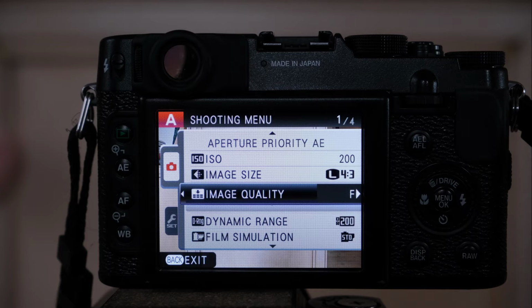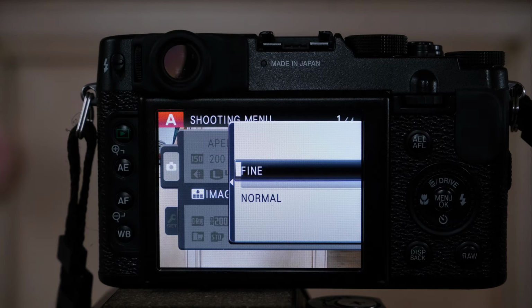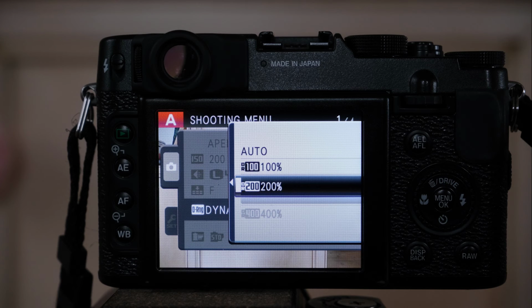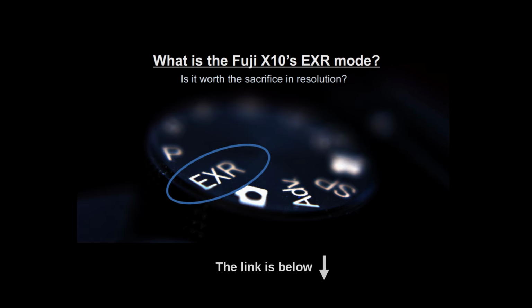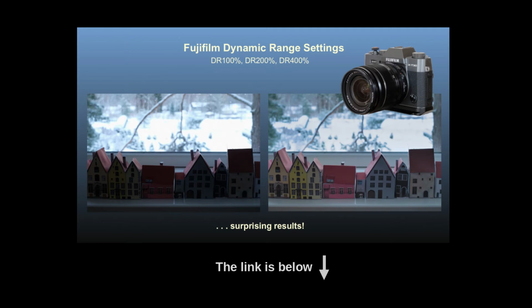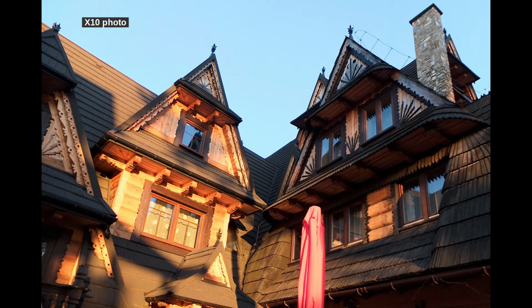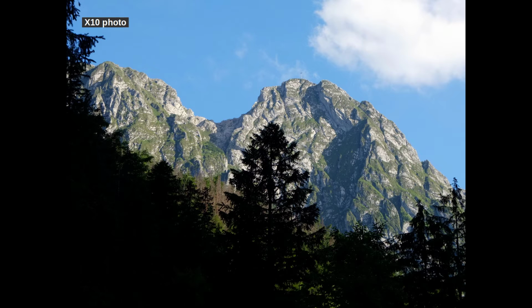The next menu item is image quality. Always select fine. I don't know why you'd want to choose otherwise. The X10 will let you choose dynamic range of 100%, 200% and 400%. I've covered this in my X10 EXR video and also in a separate Fujifilm dynamic range settings video. The links are down below for you. My most typical setting is 200%, and this means that I have to use ISO of at least 200. I might also use other settings in special situations: 100% when higher contrast is needed, and 400% when the photo contains tonal extremes such as dark forest and bright clouds.